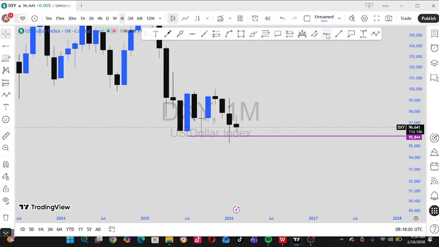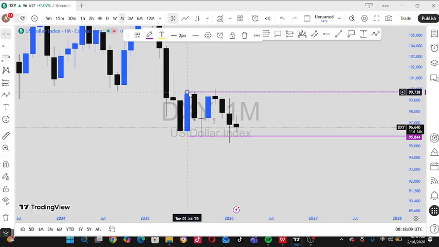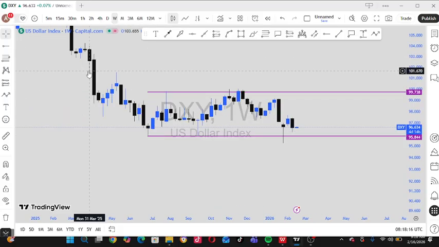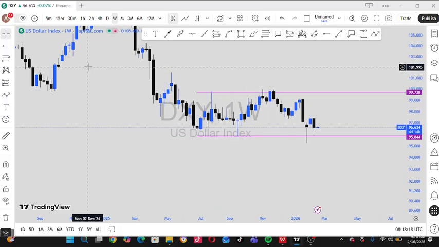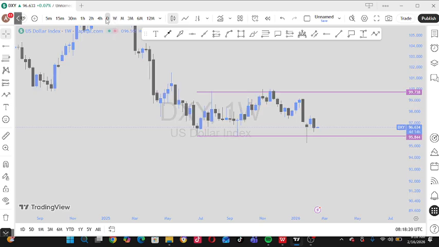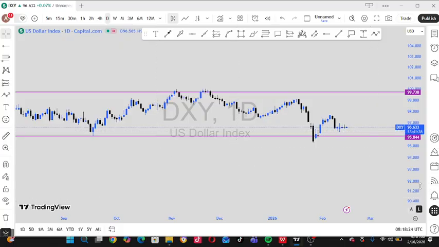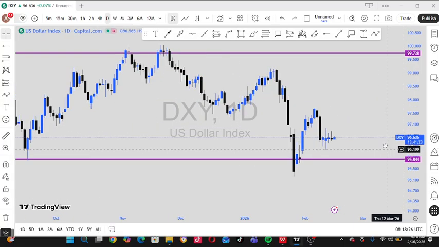And where are we targeting? We want to target this high or this high above. To be on the safer side, we want to target this high. So going forward to the weekly time frame, it is all the same as the monthly. Let's go to the daily time frame so that we'll be fast about what we are doing.